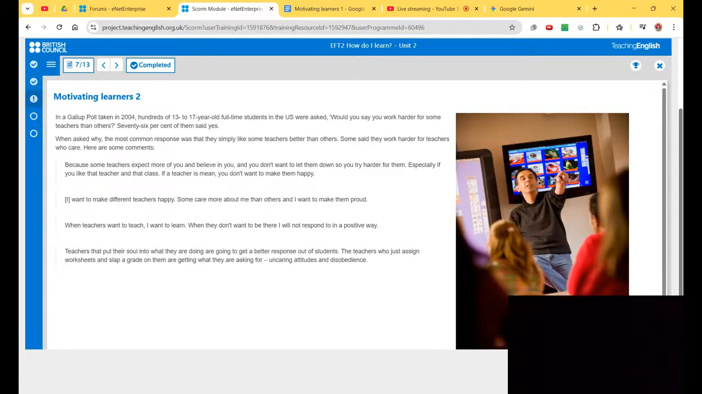Motivating learners two. In a survey taken in 2004, hundreds of 13 to 17-year-old full-time students in the US were asked, do you work harder for some teachers than others? 76% of them said yes. When asked why, the most common response was they simply like some teachers better than others. Some said they work harder for teachers who care.